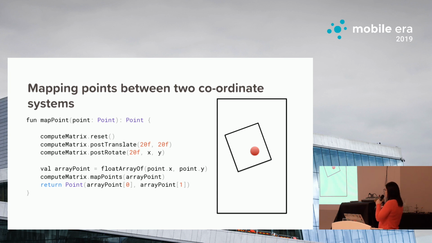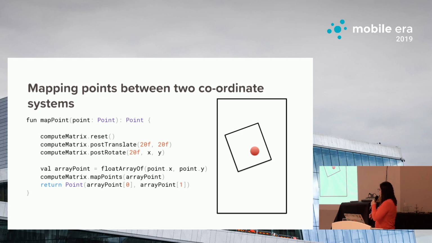This method is called map point. It takes a point that'll be a view coordinate, and then returns a point that is within my domain of knowledge. So to do that, I need to take a matrix and I can post translate, post rotate, with the transformations that I've applied to that image as well. Possibly a scale if I wanted to, but basically you can apply all your transformations to that matrix.